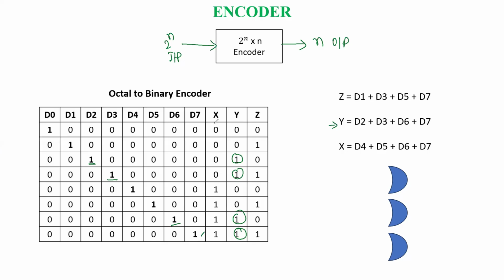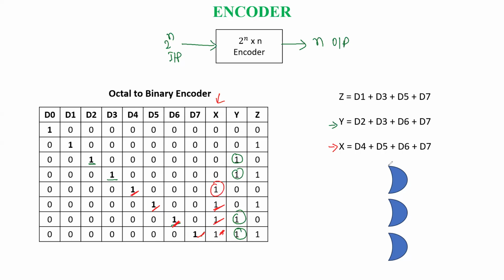In a similar way, we look for X. When X is 1, D4 is 1. X is 1, D5 is 1. X is 1, on the input side D6 is 1. X is 1, on the input side D7 is 1. So that's why X is written as the sum D4 plus D5 plus D6 plus D7. This we can implement with the help of OR gates.